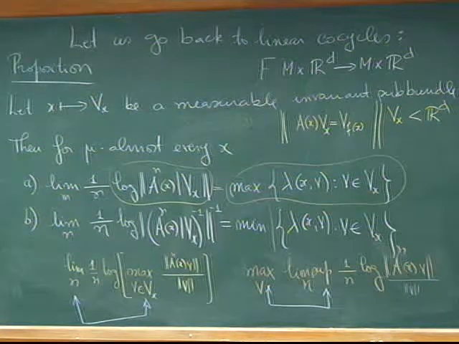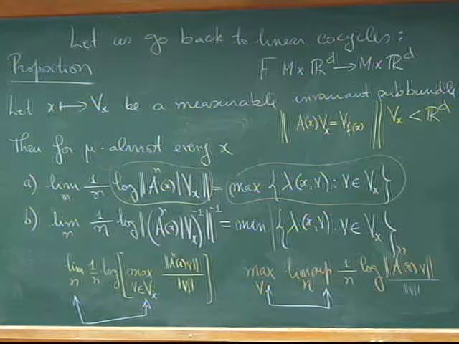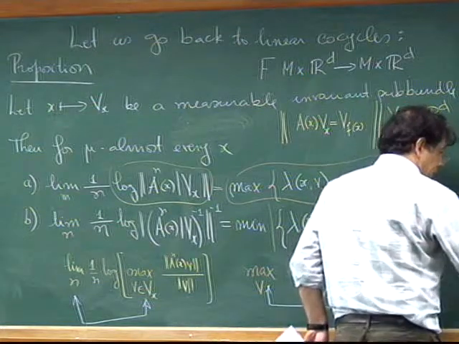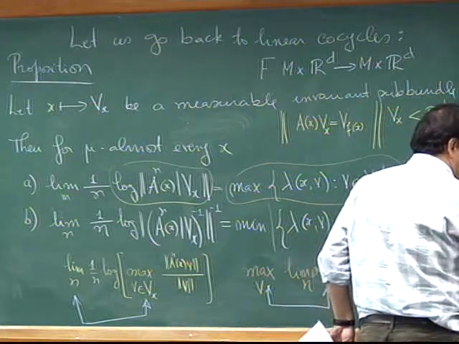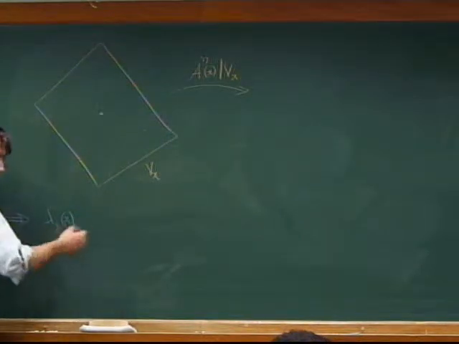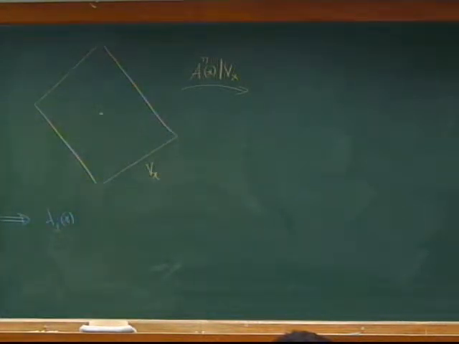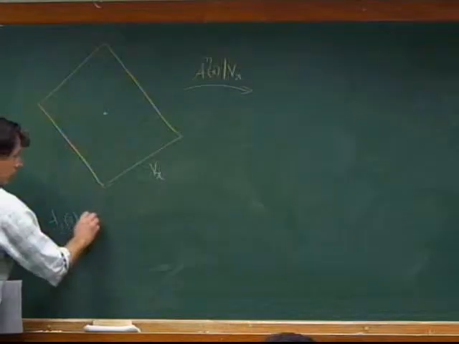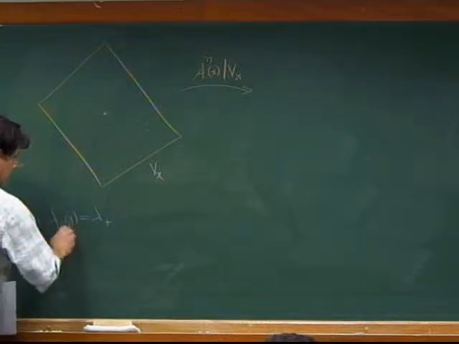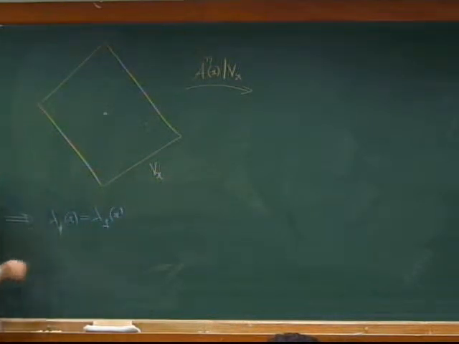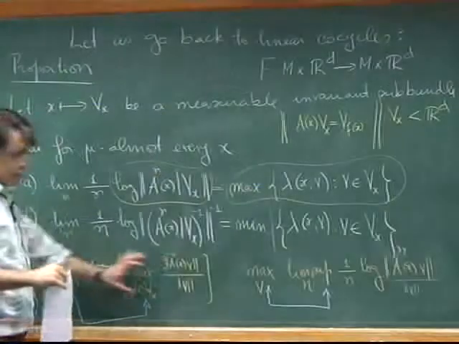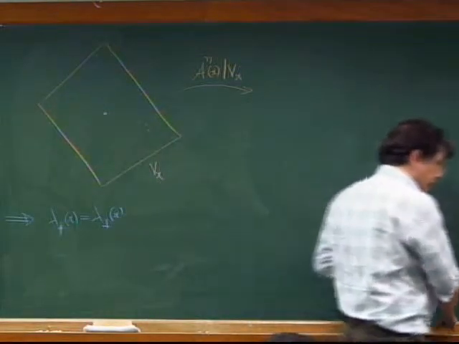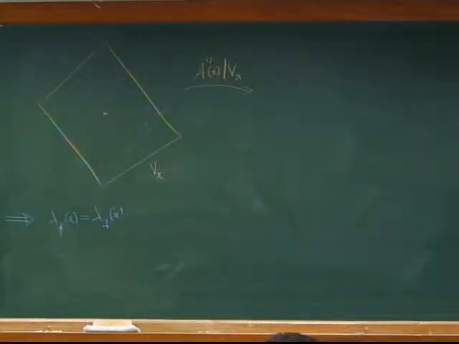This is also the reason, by the way, why the largest exponent, lambda 1, which is just defined as the maximum over v of all Lyapunov exponents, coincides with this. This is defined as the growth of the norm. It is at this point that we get that property.